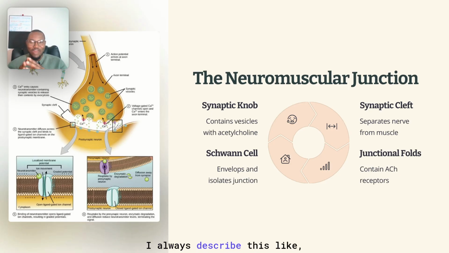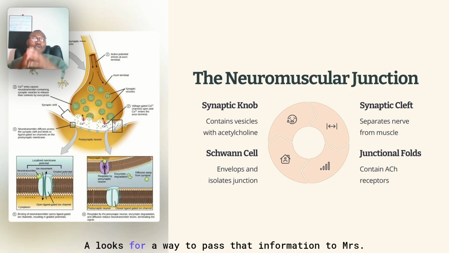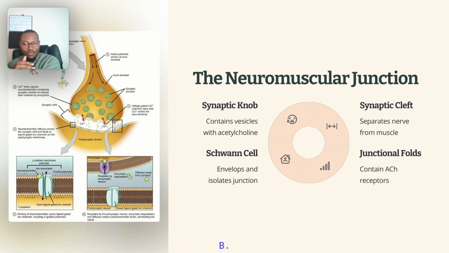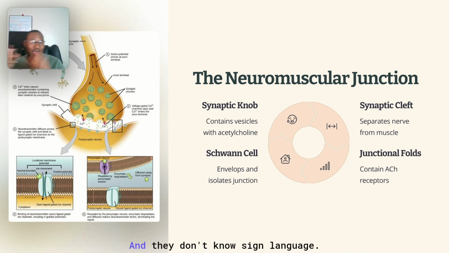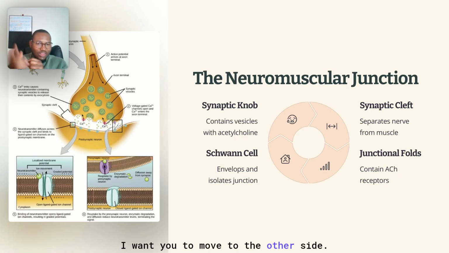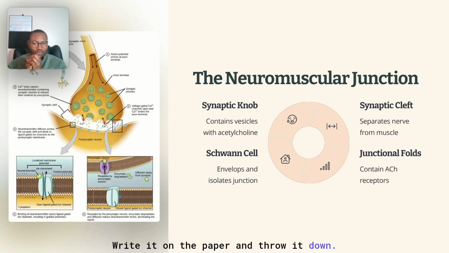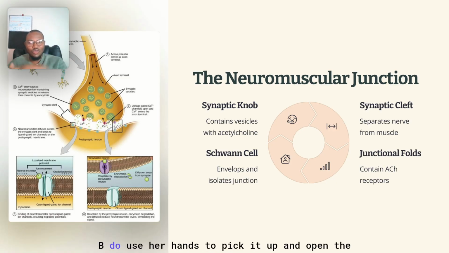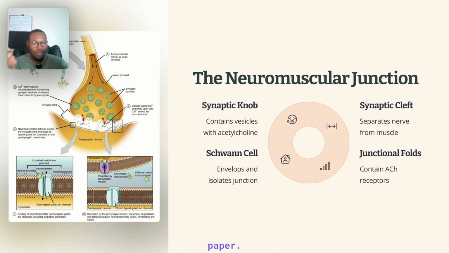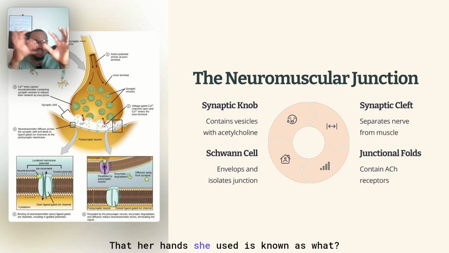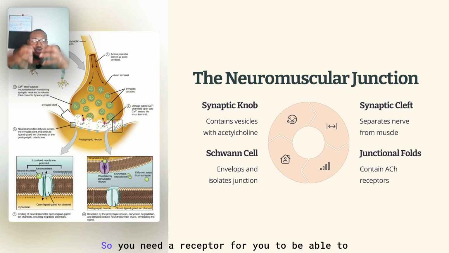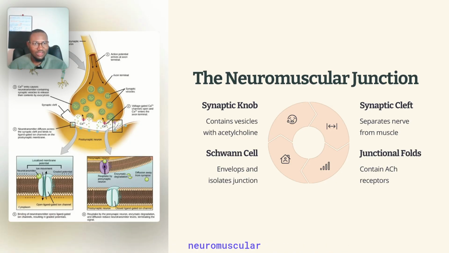Like in class, I always describe this like, Mr. A wants to talk to Mrs. B, so Mr. A looks for a way to pass that information to Mrs. B, because Mr. A cannot talk, Mrs. B cannot talk, and they don't know sign language. So what do they do? Mr. A writes something on the paper. Oh, I want you to move to the other side. Write it on the paper and throw it down. So what does Mrs. B do? Mrs. B uses her hands to pick it up and open the paper using her hands. The hands she used are known as what? The receptor.